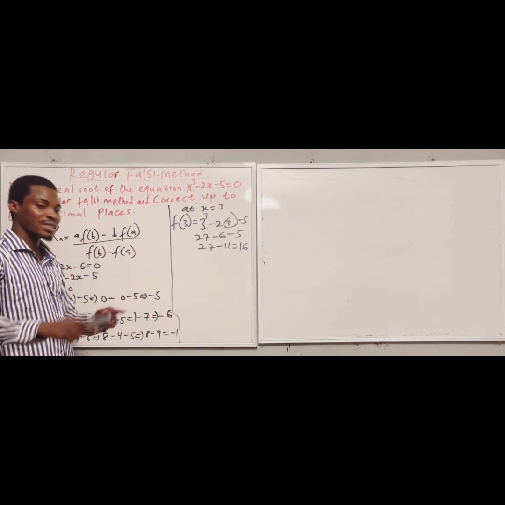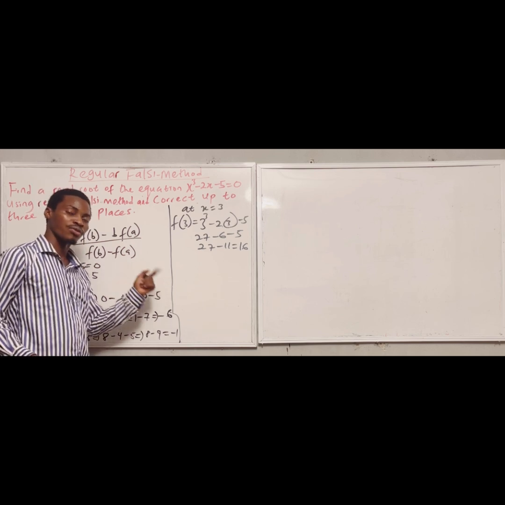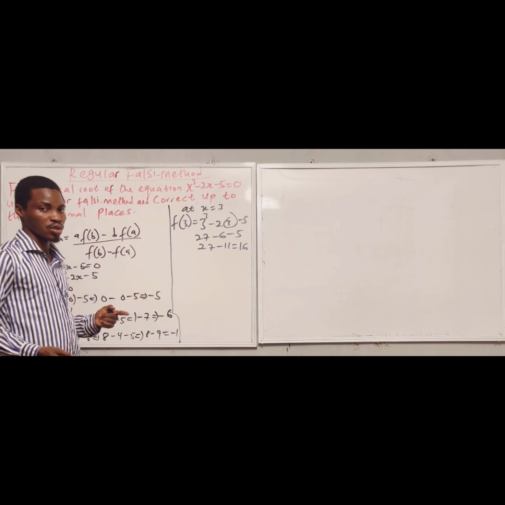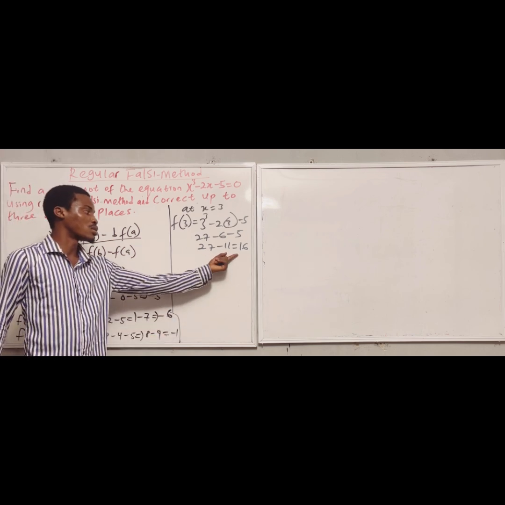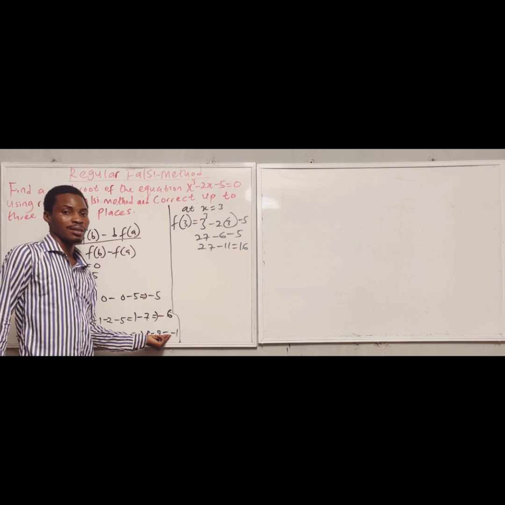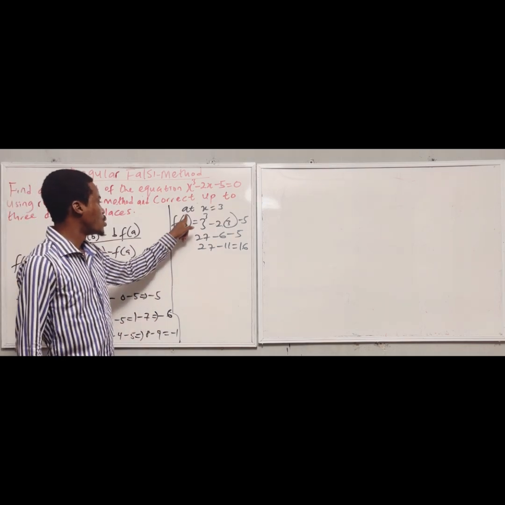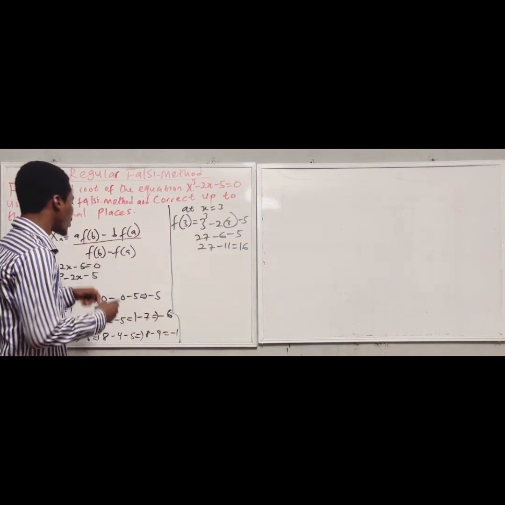Or if it is positive and the next is negative, my positive function will come first, which should be A, and my negative function is B. Since the one that comes first is negative and the next is positive, this is A. A is 2, f of A is minus 1. B is 3, f of B is 16. So from here, I will now have.